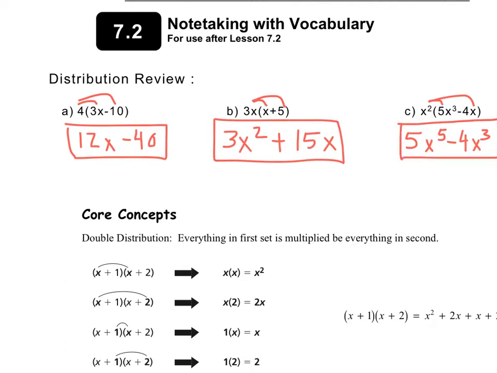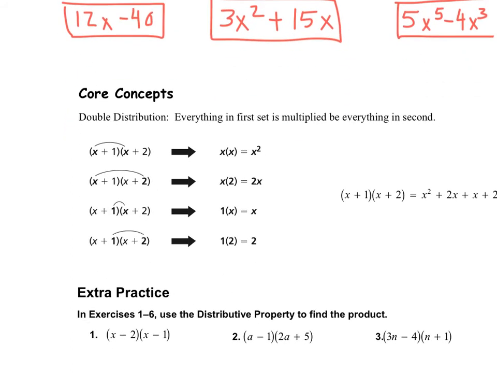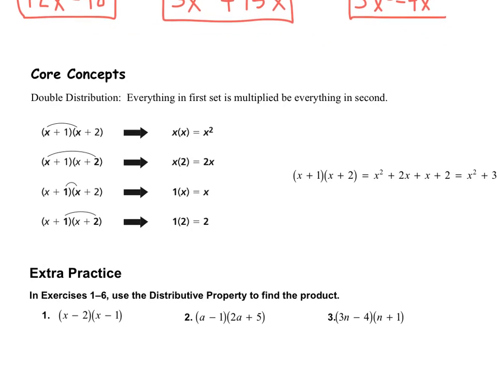Okay? So what we're building up to here is this core concept that's in the middle. So what we're building to is this idea of not just doing a simple distribution, but taking two terms and multiplying it by two other terms. So you can see up here, everything in the first set's multiplied by everything in the second set. So this x that's in this first set of parentheses is multiplied by both of these, and the 1 is multiplied by both of these, shown in each of these steps.